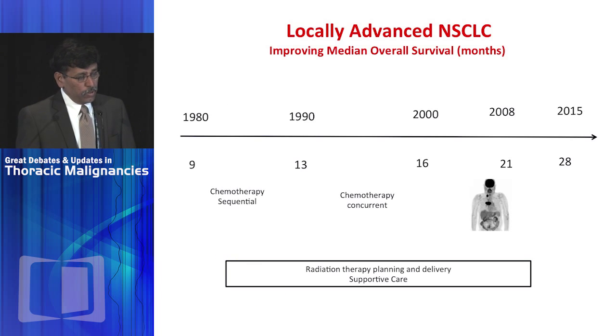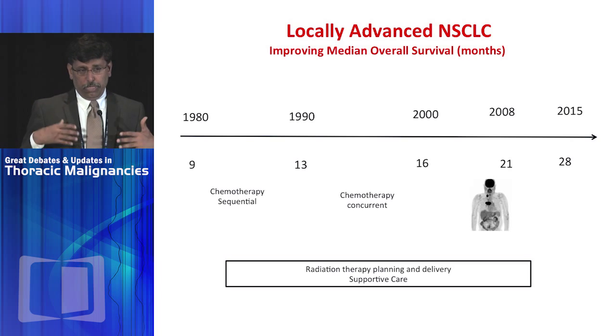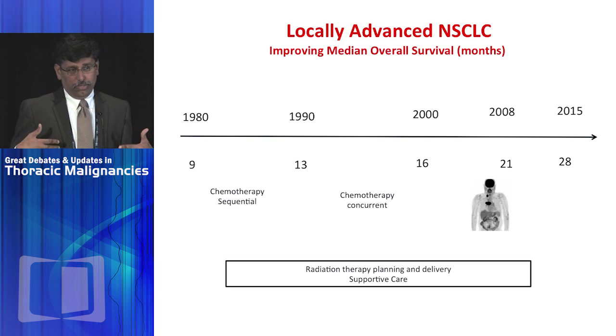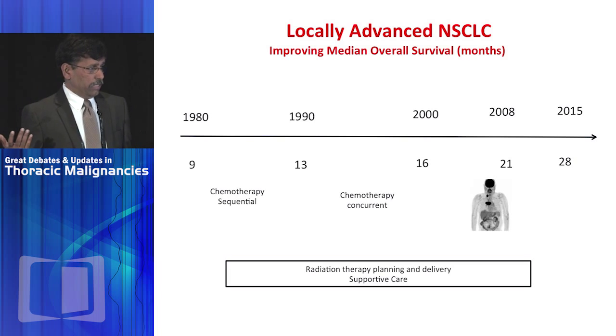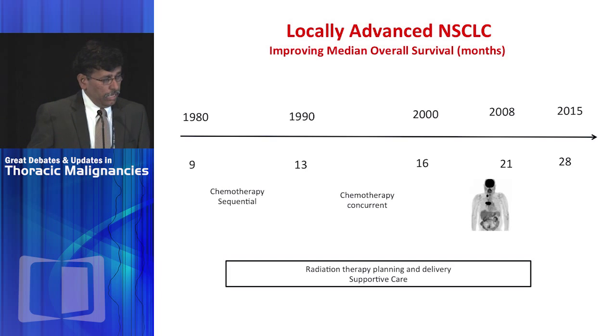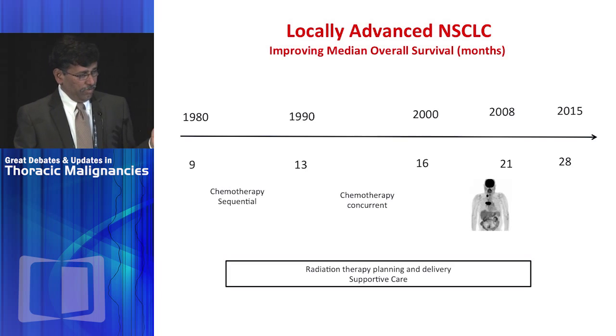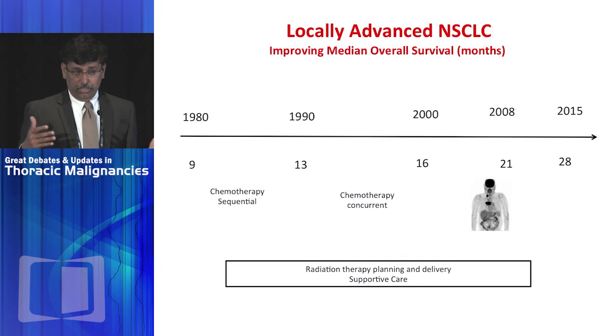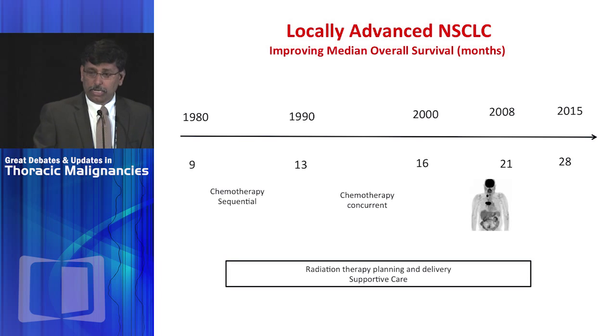But one important thing to note is that if you are one of those people who read only headlines and don't read into the subtext, this is what you would see: compared to 1980, when survival was 9 months, and that's the year I went to medical school, and 2015, now we have inched our way up to about 28 months in overall survival. So you can say, wait a minute, this is not so bad. We have actually tripled the overall survival in locally advanced non-small cell lung cancer.